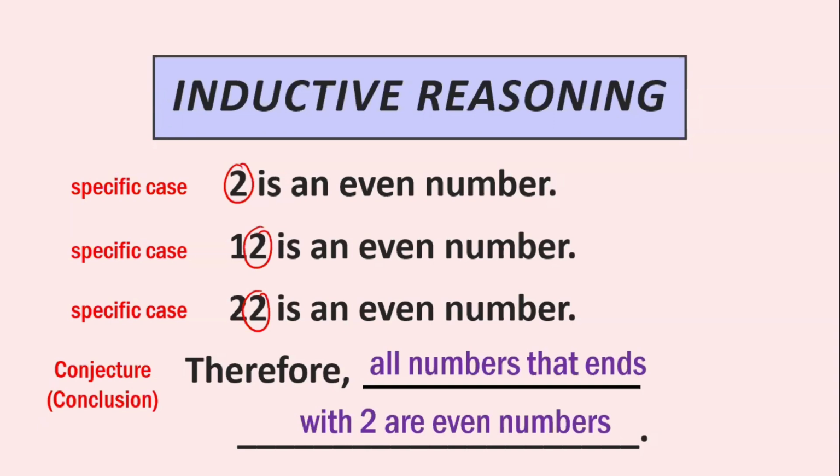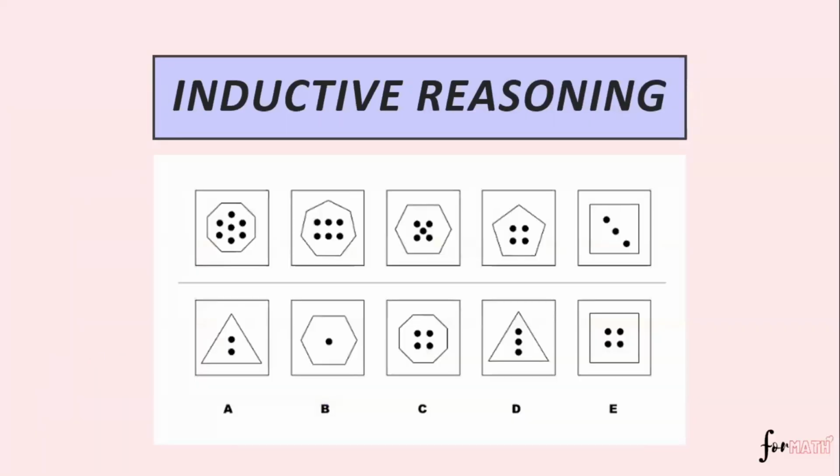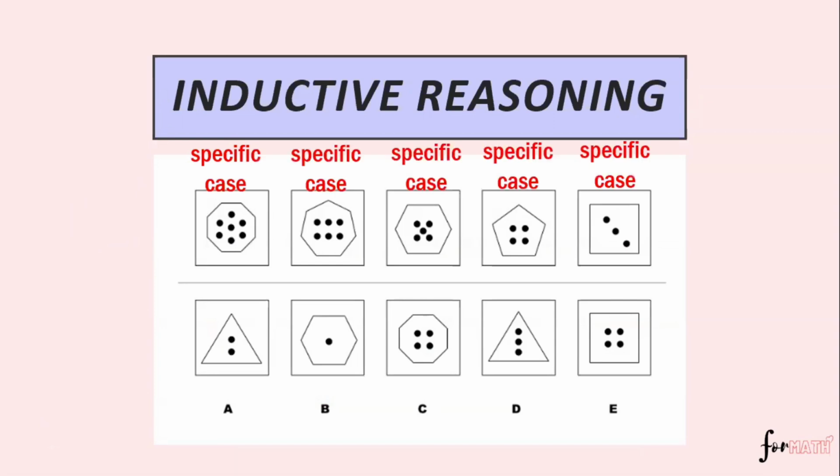All right. So next example, let's have this one. This is also an example of inductive reasoning. So as you can see, these are your specific cases. So out of those patterns, what conjecture can we give? Or what will be the next pattern that comes out? So that is also inference.